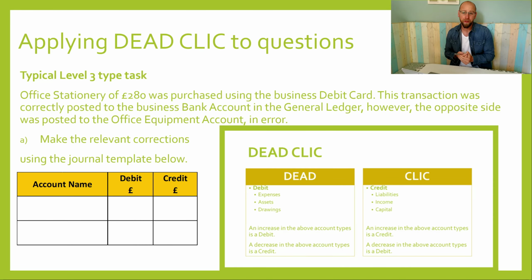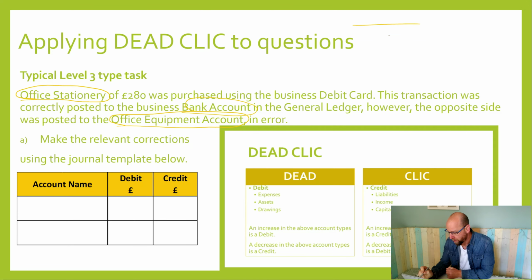So again, with this one, we've got to think about which account names we are going to be using. It tells us we've got 3 different account names in here that are potentially being used. We've got the office stationery, we've got the business bank account, and we've got the office equipment account as well. But before we jump in and do the corrections, we need to make sure we understand where those incorrect entries were posted to. So the 2 accounts involved in the incorrect posting, but not both of these were incorrect. Remember, it tells us that the bank account was correct. We've got the bank, and it tells us we posted it incorrectly to the office equipment account.